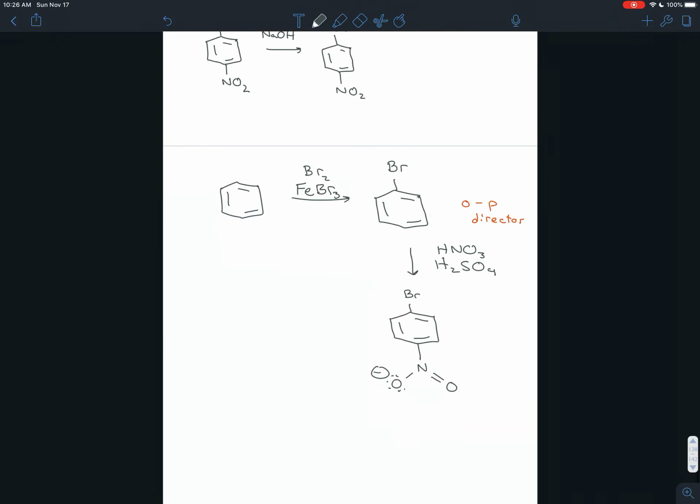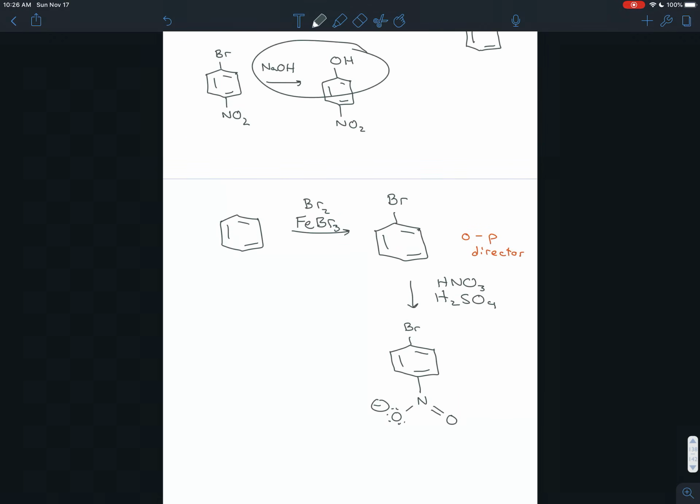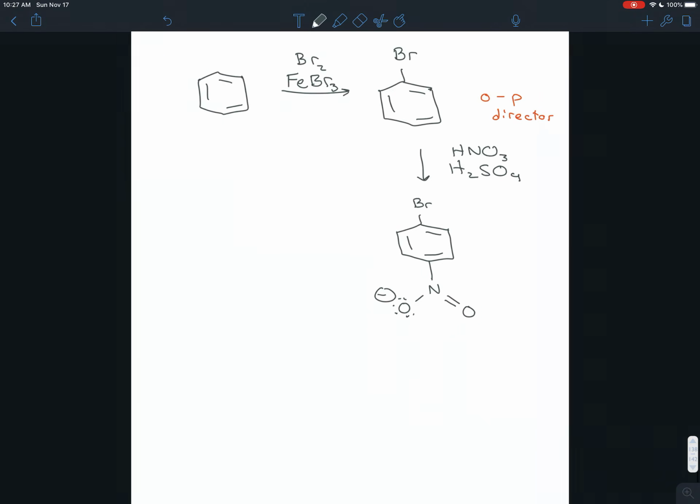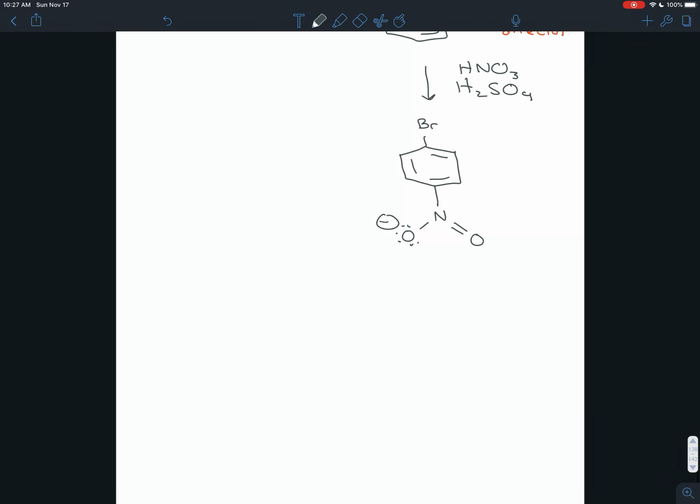Now that we have those two things on there, we can turn the bromine into an OH with the nucleophilic aromatic substitution. So we can react this with NaOH. The OH acts as a nucleophile and kicks this leaving group off.